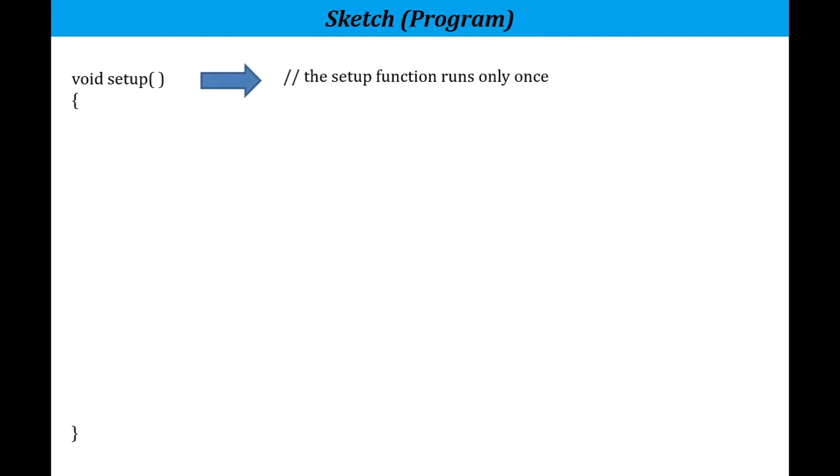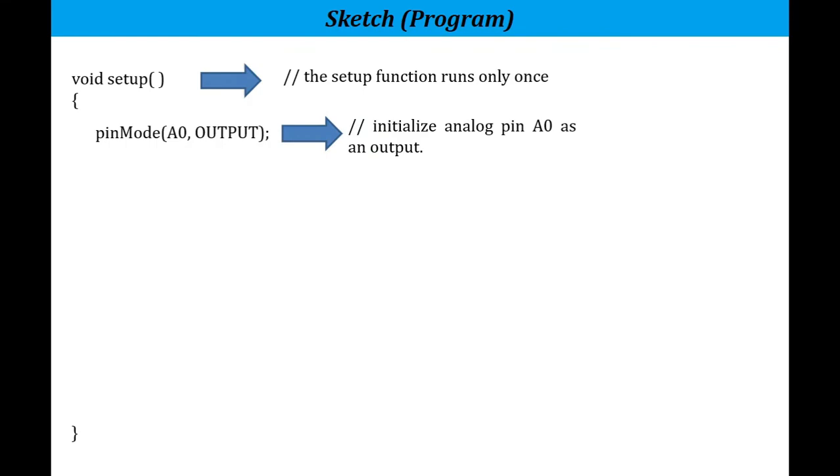Now, let's discuss the sketch or the program. First is void setup. We know its meaning: it is a setup function which runs only once. First is pinMode A0, output. The meaning of that is, here we have used A0, the analog input of the Arduino, and it is configured as an output. Next is Serial.begin 9600.